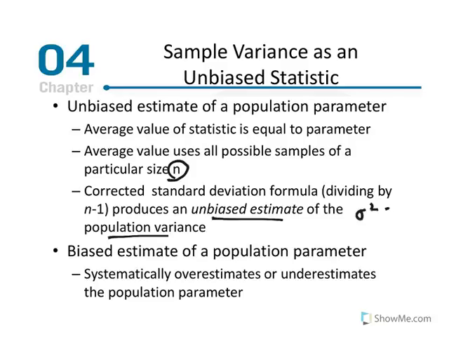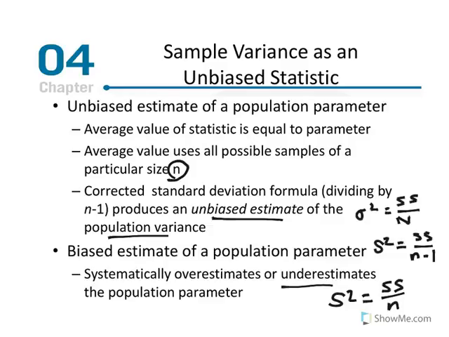Again, variance is equal to the sum of squared deviations over n for a population. But if we're working with a sample, we recognize that the equation is the sum of squared deviations over n minus 1. And again, the purpose of dividing by n minus 1 is so that we produce an unbiased estimate of the population variance. A biased estimate of a population parameter systematically overestimates or underestimates the population parameter. So if, for example, we were to take the sum of all squared deviations divided by n, we would produce a value that underestimates or overestimates. Normally it underestimates the variability of the population.